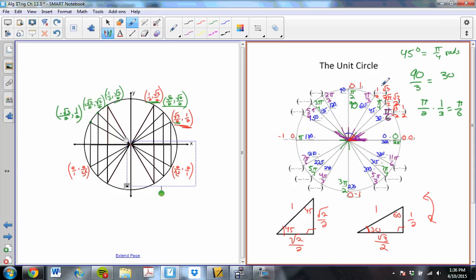So like this point here is going to map over to this point here, but the x value flips. It's -1/2, comma, root 3 over 2. So this point here will also map over to this point here, but the x value flips. So it's negative root 2 over 2, comma, root 2 over 2. This will become negative root 3 over 2, comma, 1/2.